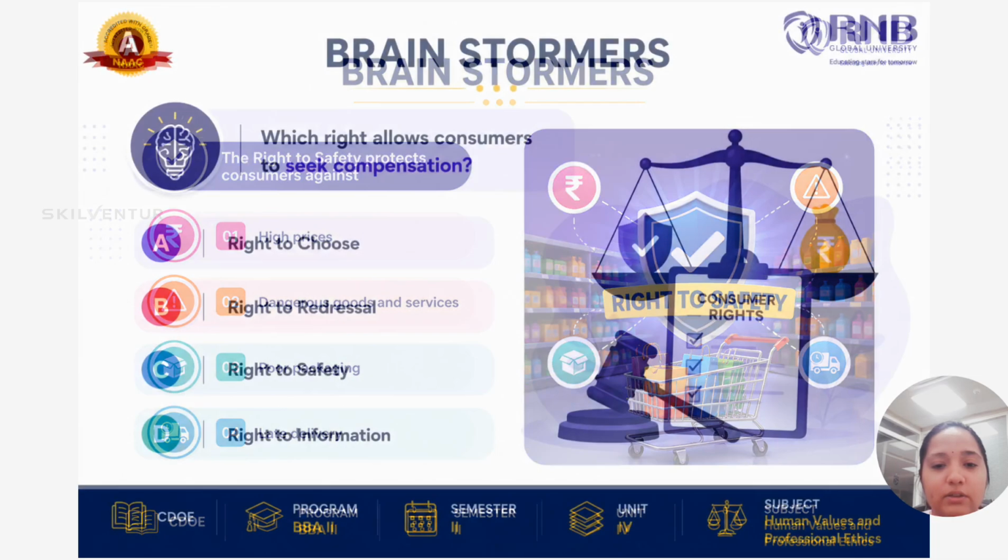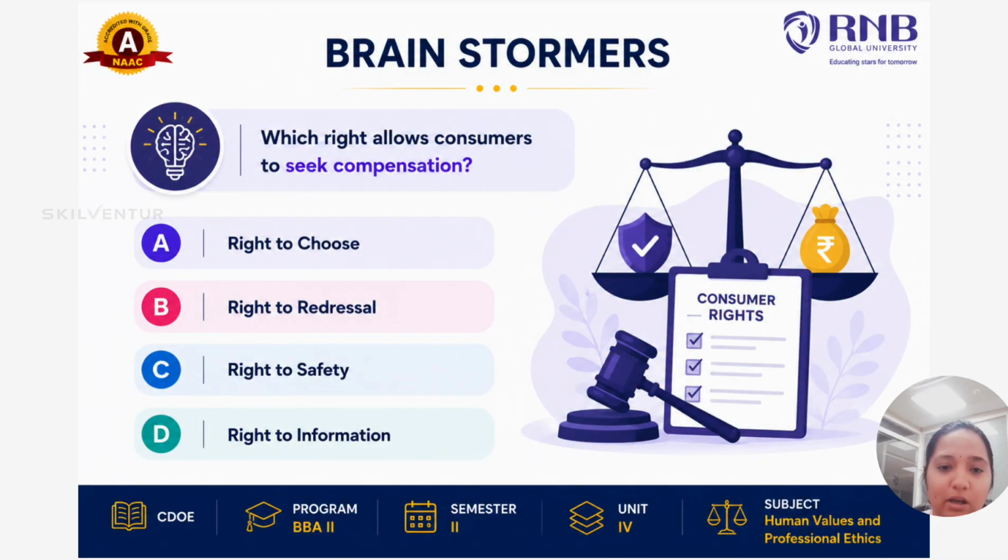Now the second question, which right allows consumers to seek compensation? We should know the meaning of compensation. Compensation means when you get paid some money as a sign of relief. So there are some options in front of you. First is the right to choose. Second is the right to redressal. Third is right to safety, and fourth is right to information. Now let's first revise all of these rights one by one.